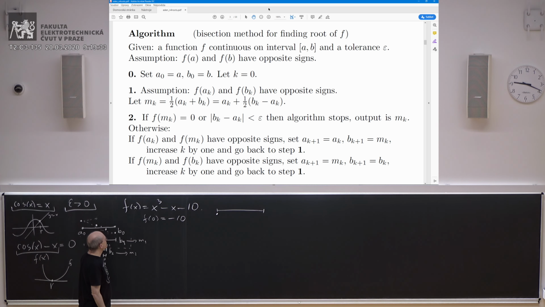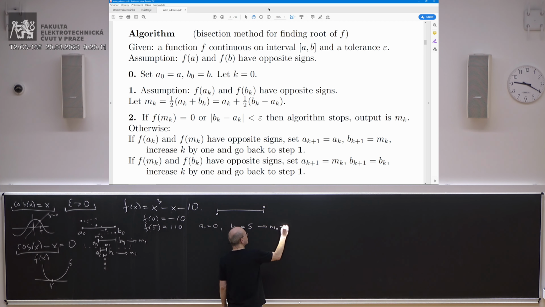Okay, how about some x, which I put in here, and I get a positive number? We know that cubic power grows quite fast, so I put something really huge there. Let's say f(5). How much is f(5)? 125 minus 15 minus 10, 100. Nice number. But I don't care. The only relevant information is that it's positive. So right now I can set up my calculation, and I would say that a0 is 0, b0 is 5. And if I decided to stop right here, then the official output would be m0, which is the average, which happens to be 2.5.